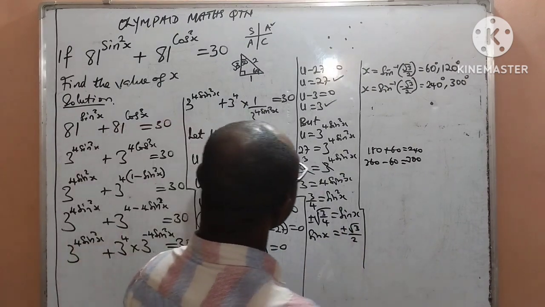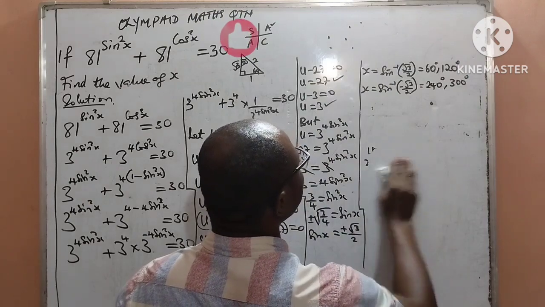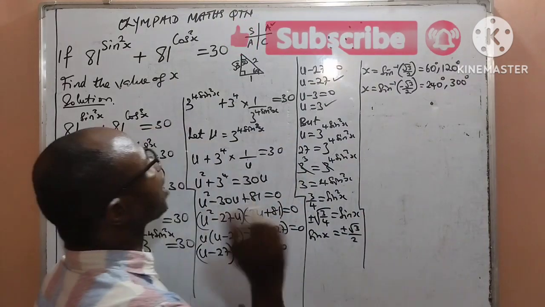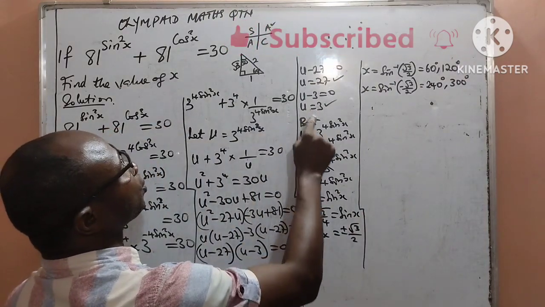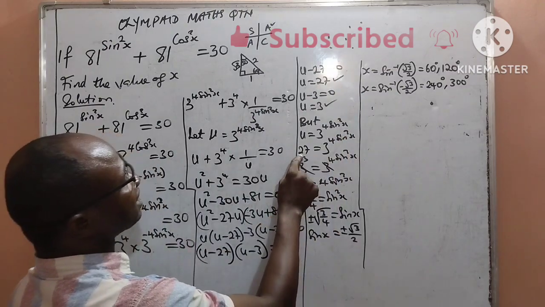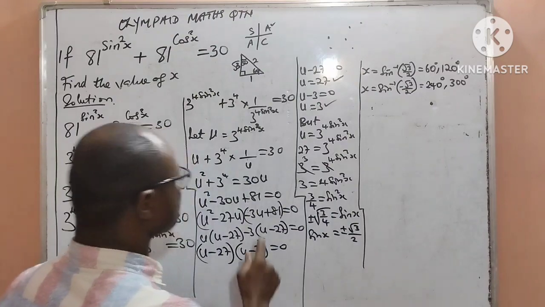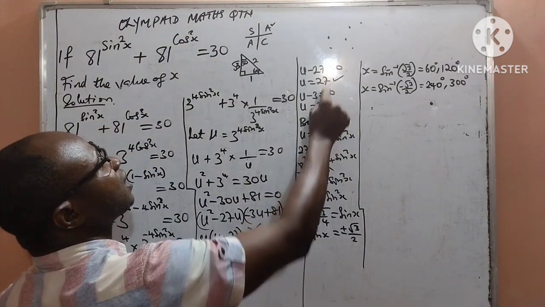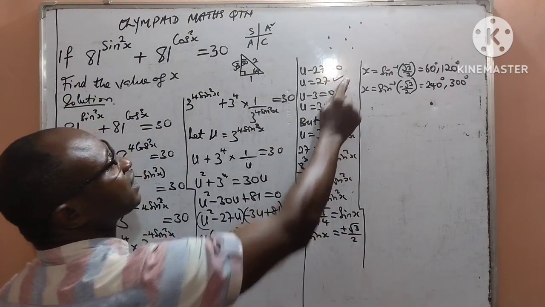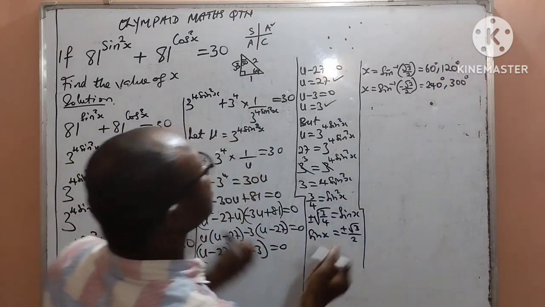We move on. Remember that what we have done now is working when u is equal to 27. That is here. Now, let us look at when u is equal to 3. Since we got the values of u, we have worked for 27. From there, we got these angles.